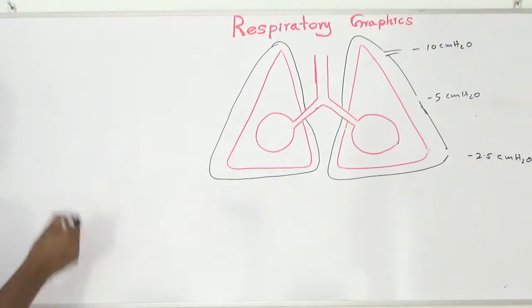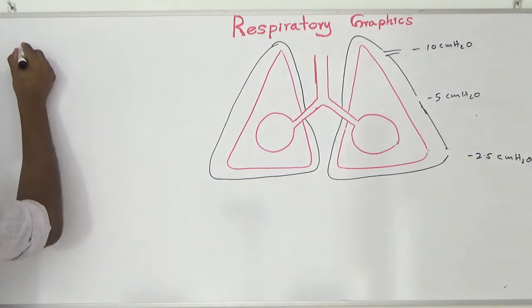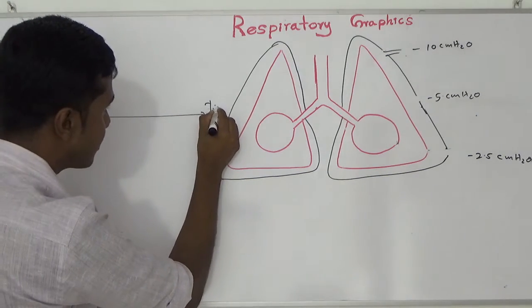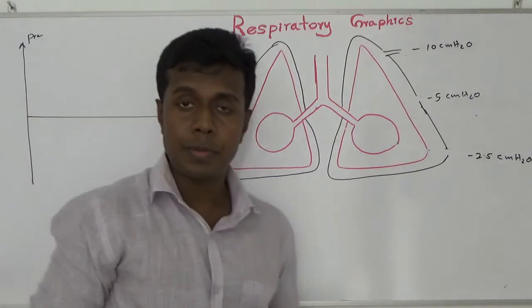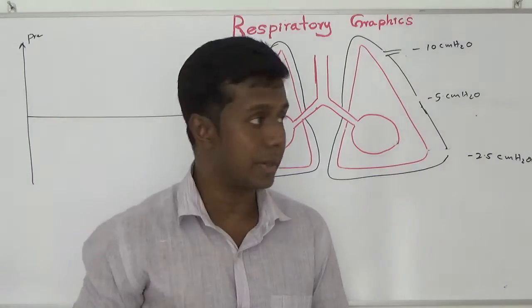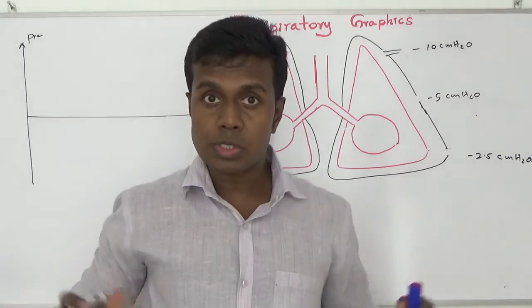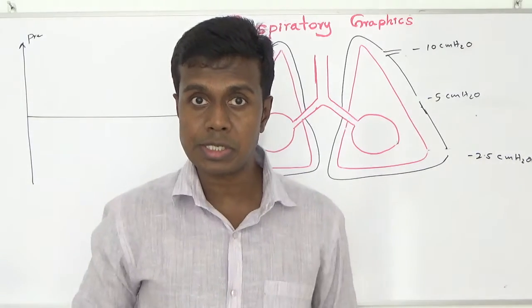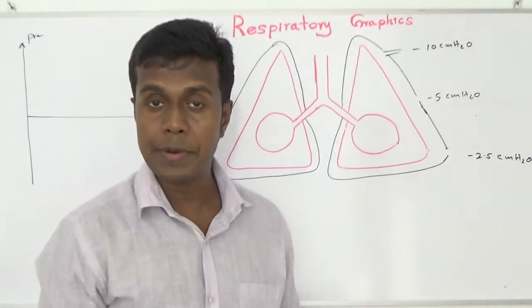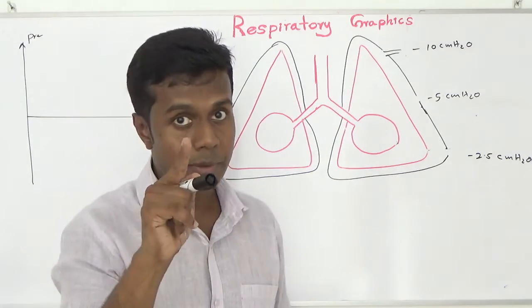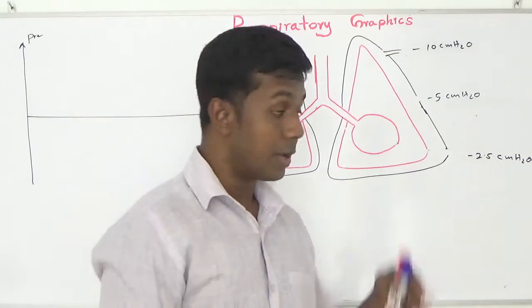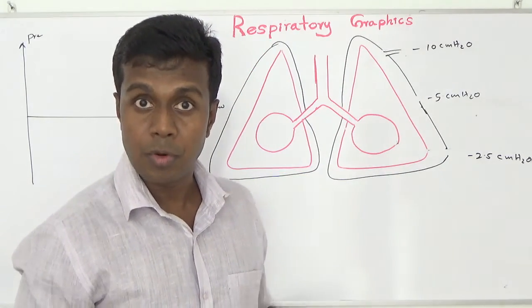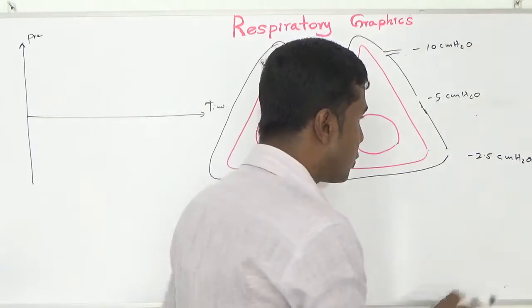Here I am going to draw the pressure line. Here I am going to draw the timeline. During normal breathing, due to intercostal muscle contraction and chest wall expansion, and diaphragmatic contraction and vertical diameter expansion, the chest cavity volume increases and it creates more negative pleural pressure.